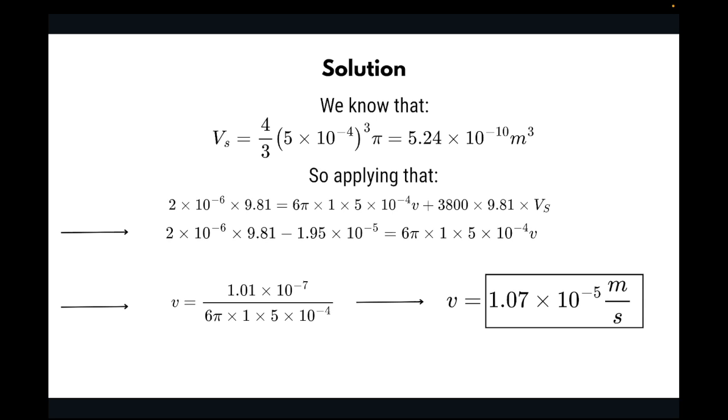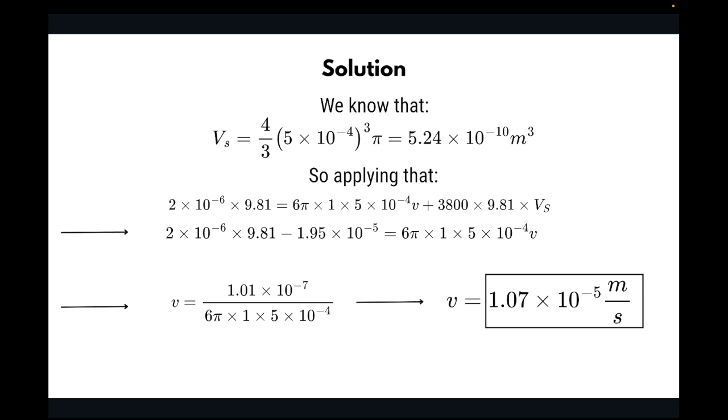And applying that, we get the same equation as before, but now we need to account for the buoyancy force, right? Which, if you guys remember, was rho g V. So rho, in this case, we remember that the density is 3,800 kilograms per meter cubed. g is just 9.81, and then we have to multiply by the volume of the sphere, which is just 5.24 times 10 to the negative 10 meters cubed.